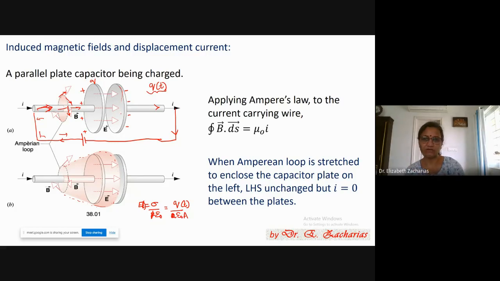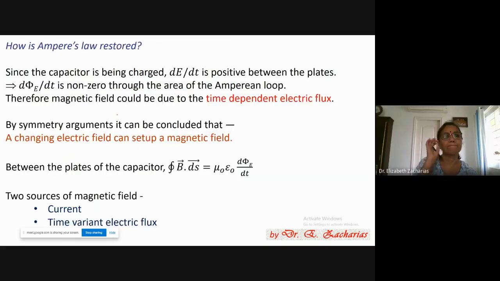Therefore, the right-hand side of Ampere's law equation is zero, but the left-hand side is certainly not zero, which means Ampere's law, the way we have written there, is incomplete. We have to modify Ampere's law and write it to explain this apparent contradiction. Or we have to somehow restore Ampere's law.